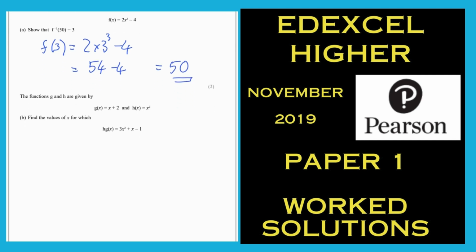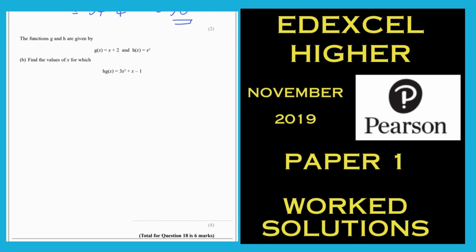Part B, compound functions, sub a function into a function. This means g has to go into h. That means stick that into there. In other words, replace the x with x plus 2 and it's squared. Find the values of x where it's equal to this. There we go, we've got the equation.